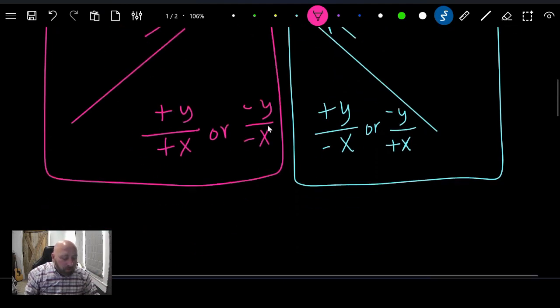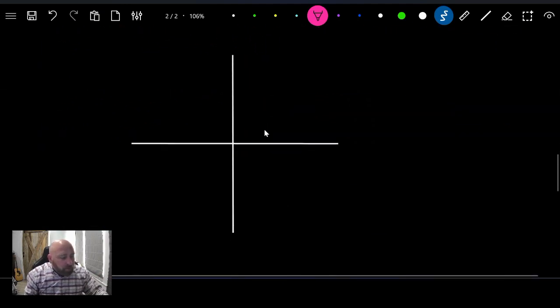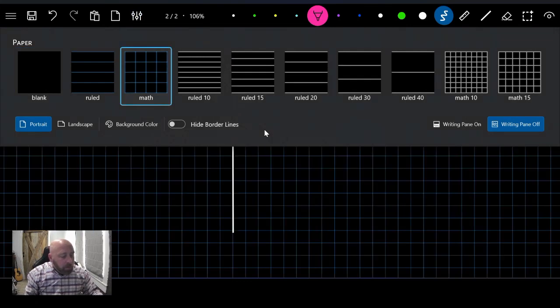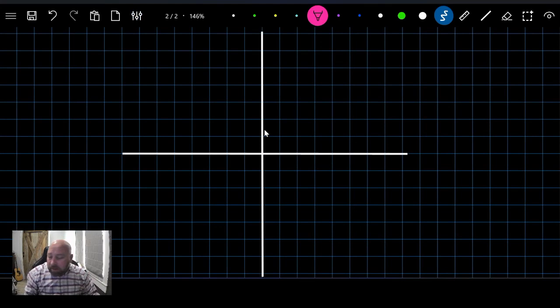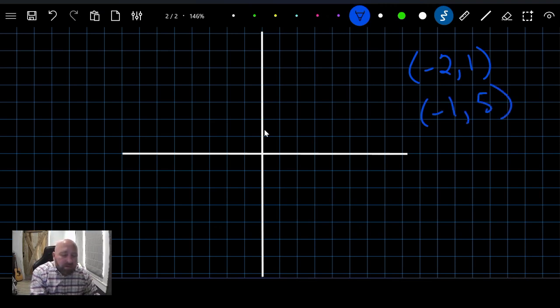All right, let's do one of these slope problems. Let me pull up my graph paper, and we'll blow that up just a little bit. In the book, it has the points given. It says the points are -2, 1, and -1, 5. So what does that mean? Remember that these are always written in XY. So that's going to be your X, and that's going to be your Y. The first one is your X, the second one is your Y.